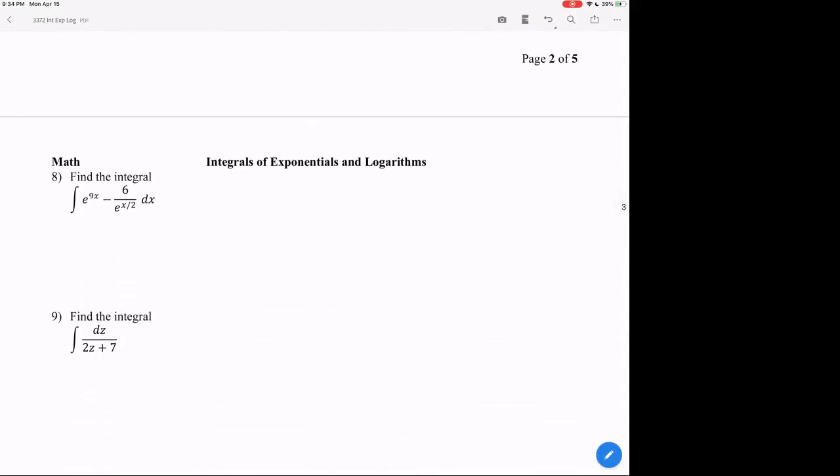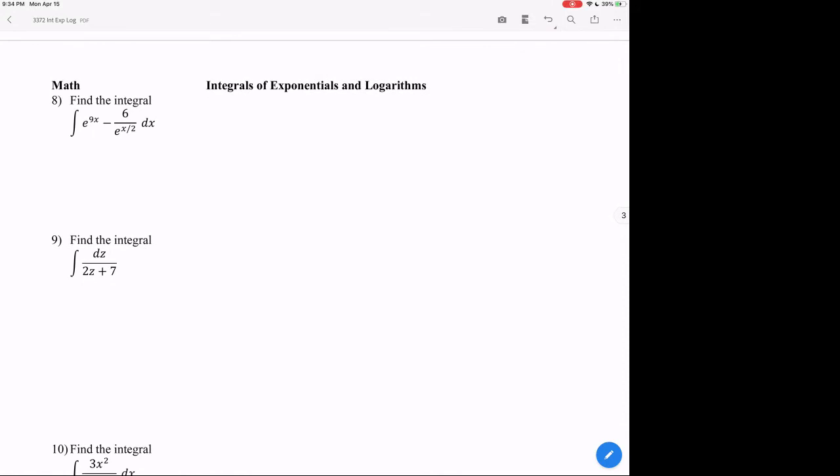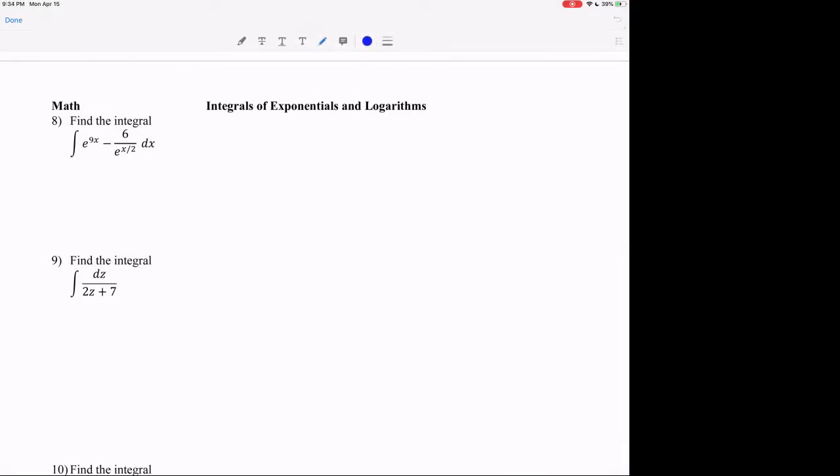Okay. So now let's go here. We're going to have two different variables for number 8. So first let's rewrite the second term. So this is going to be the integral of e to the 9x minus 6 e to the minus x over 2 dx.